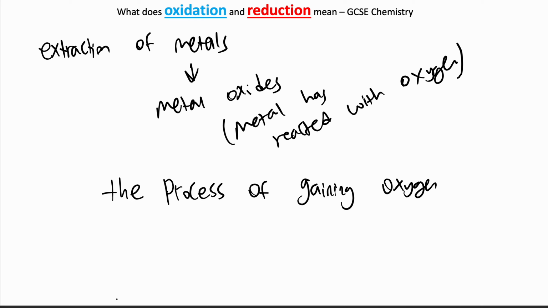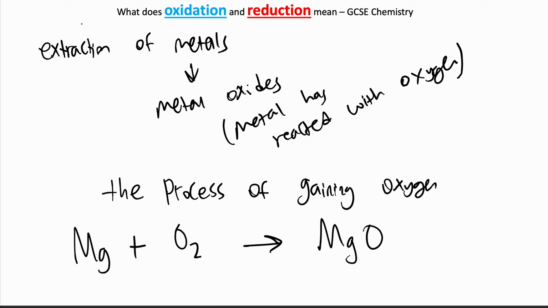So for example, you could have magnesium gaining oxygen from the atmosphere. It's going to form magnesium oxide. But of course, we need to balance our equation. We have 2 oxygens here and 1 oxygen here, so we add a 2 here. Now the oxygens are balanced. We have 2 magnesiums and 1 magnesium here, so let's add a 2 here. So we've oxidized the magnesium. The magnesium reacts with the oxygen to become magnesium oxide. It's gained oxygen. So oxidation is basically just the process of gaining oxygen, and we can say the magnesium has been oxidized.